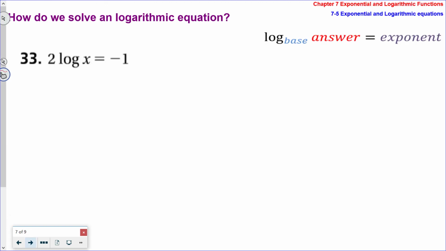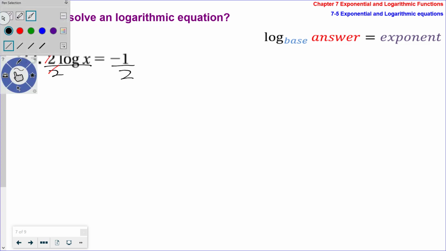All right. So again, this is a logarithmic equation because the word log is there. We want to rewrite it in exponential form. In exponential form, the word log will not be there. First thing we need to do is isolate the log. How can we isolate the log? Any ideas? Anthony? Divide both sides by 2. Now we have log of x equals negative 1/2.